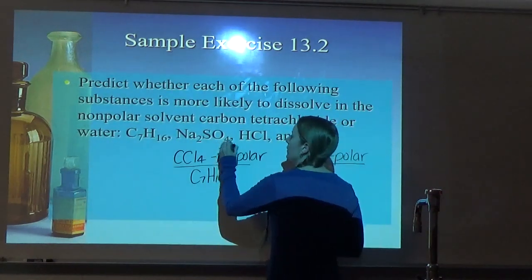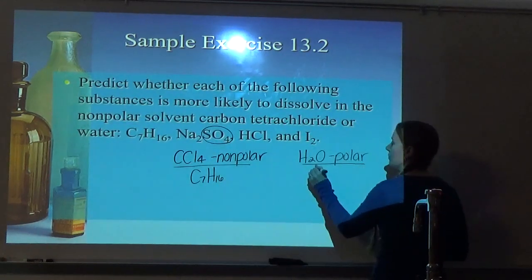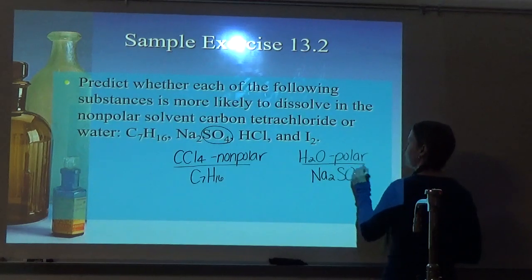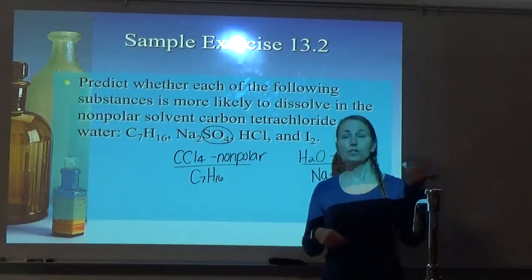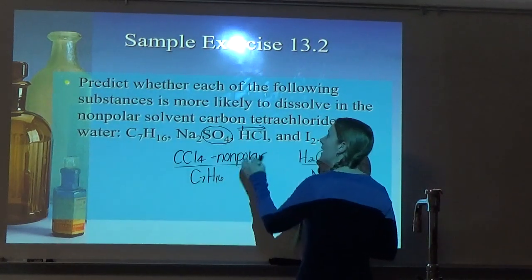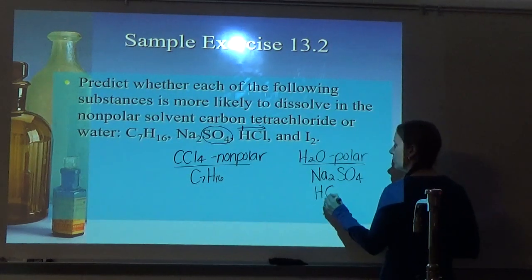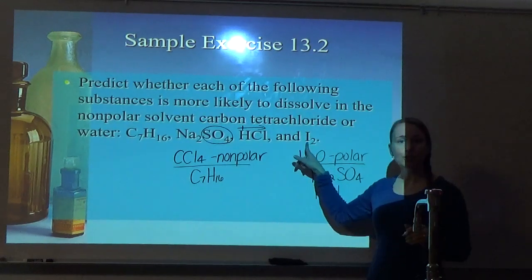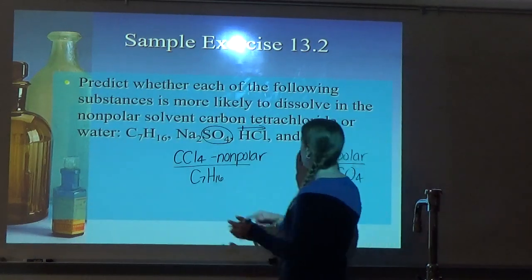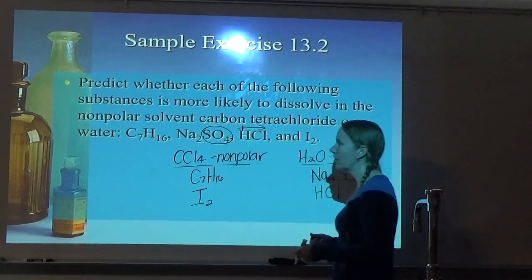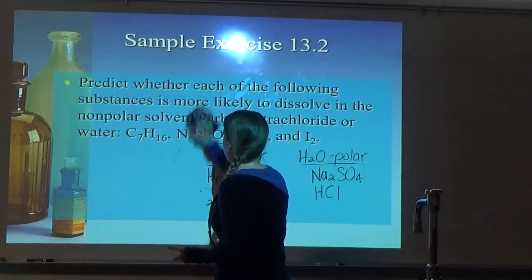Sodium sulfate. Remember, when you see a polyatomic ion, that should make you think ionic. Polar will dissolve polar or ionic. HCl is going to have a dipole moment. Cl is more electronegative than H, so the dipole points this way and it's not going to cancel out. So it's polar, so it will dissolve in polar water. And then I2, that's going to be nonpolar because it's just two iodines attached together. So that will have London dispersion forces, which would be similar to other nonpolar substances. That's all you have to do for deciding if things will dissolve in one another.